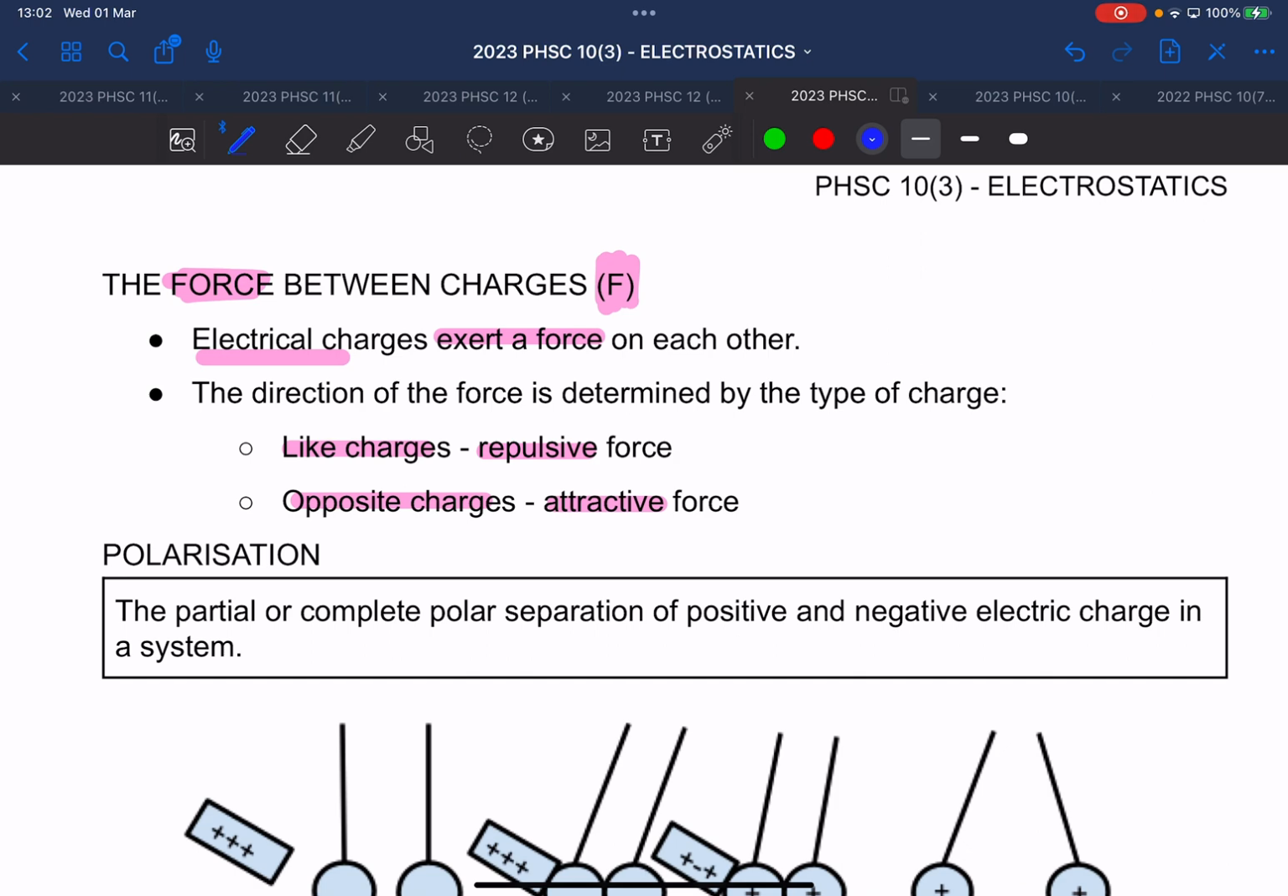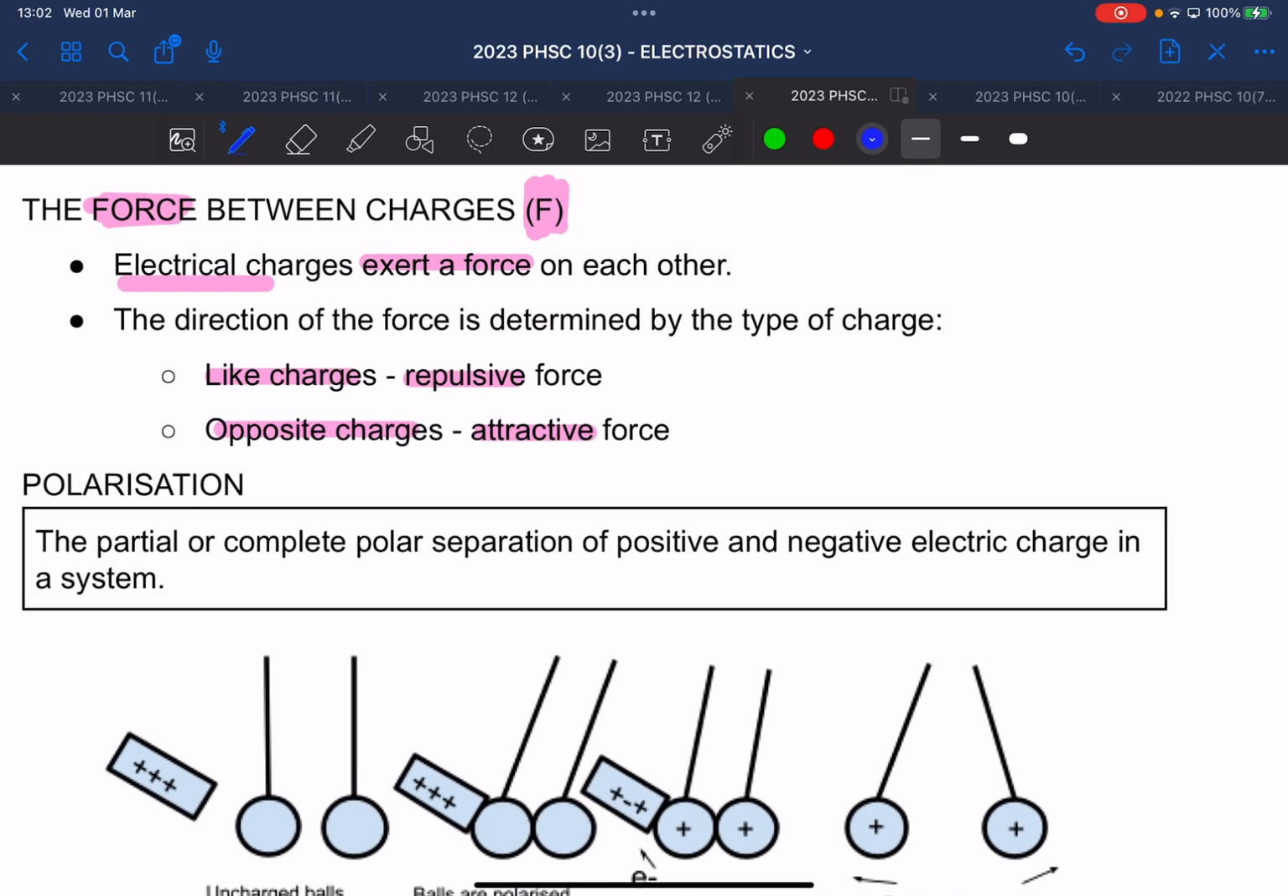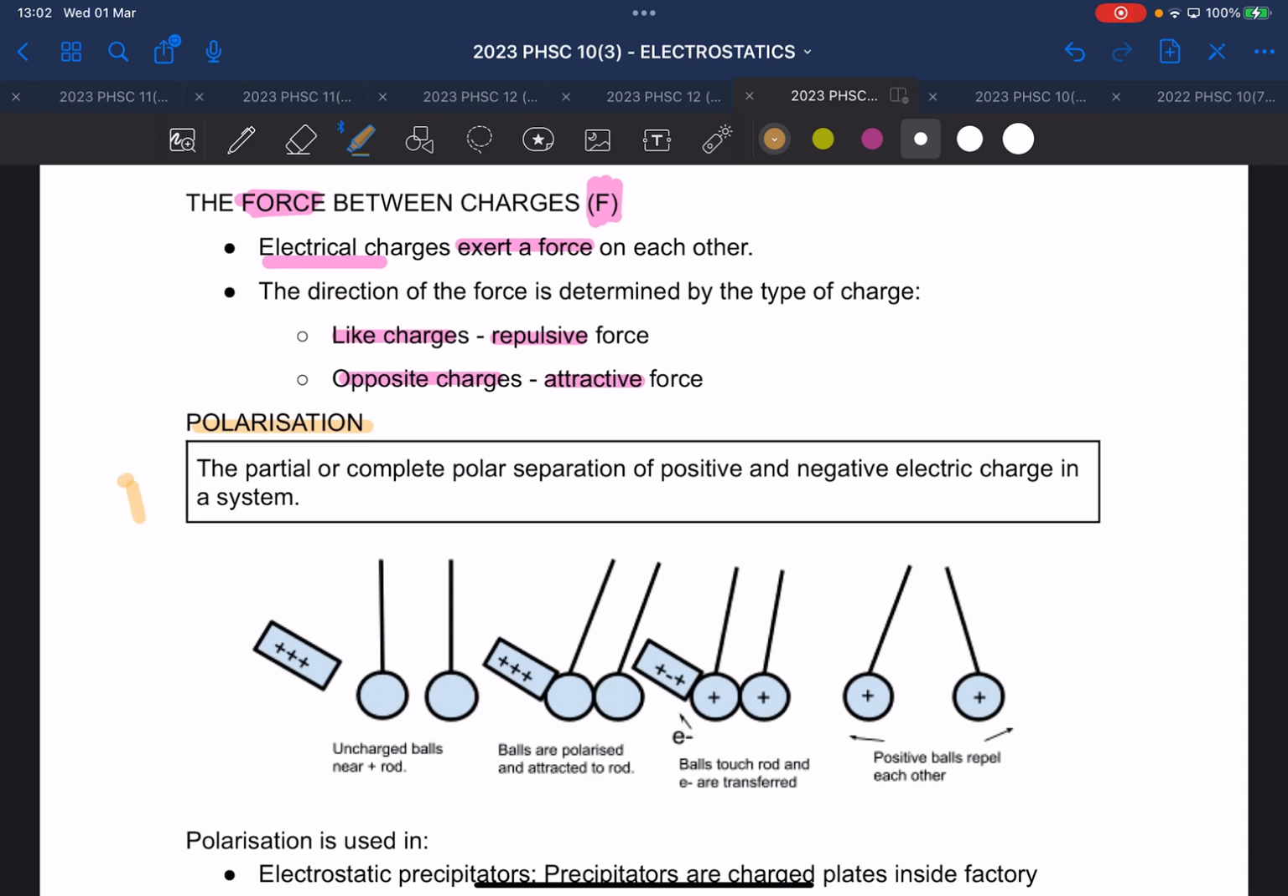Right. Okay, then the next concept there is polarization. The definition says the partial or complete polar separation of positive and negative electric charge in a system. That is what I showed yesterday with the balloon and the wall. The balloon was very negatively charged. It came close to the wall and it pushed the electrons away in the wall, and it became polarized. You remember that?